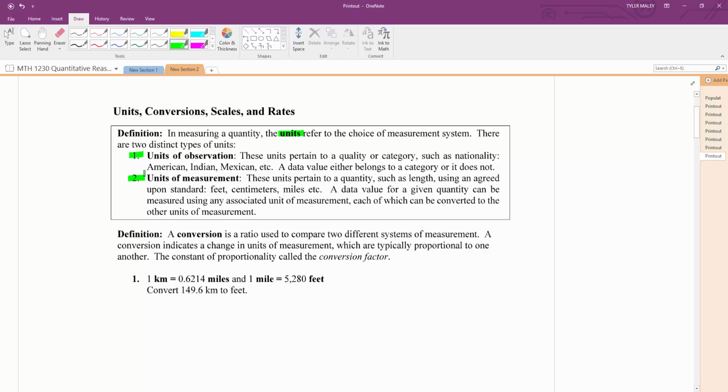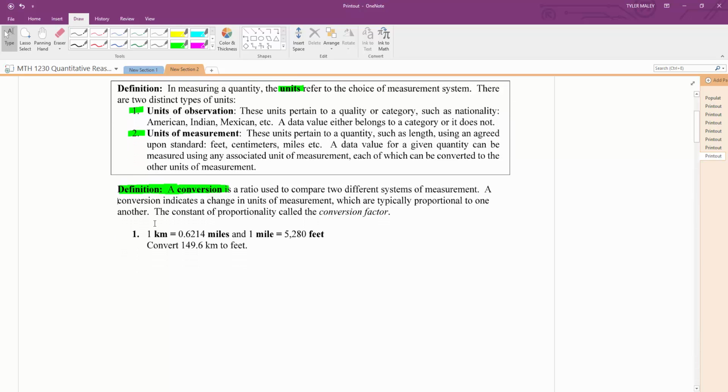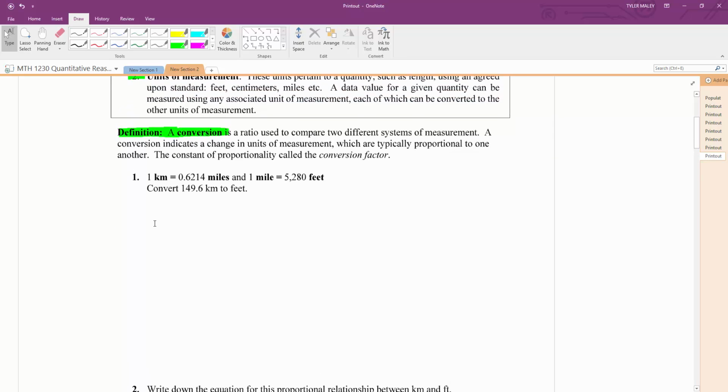right? So we can have units of observation, which is where we're putting things into categories, or units of measurement, where we're actually measuring things, some type of quantity, such as length, and so forth. Then we also have another definition, conversion. A conversion is a ratio used to compare two different systems of measurement, right? So we can use ratios and proportions to solve conversions.